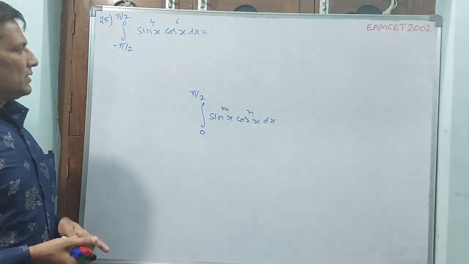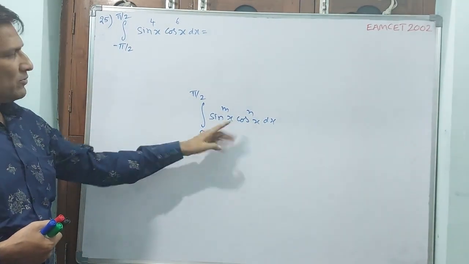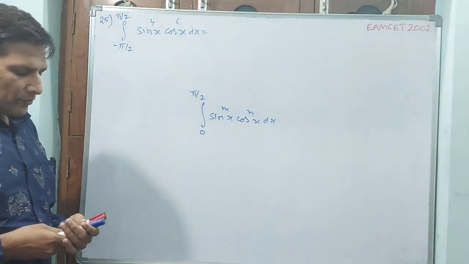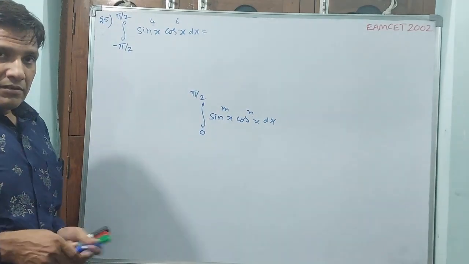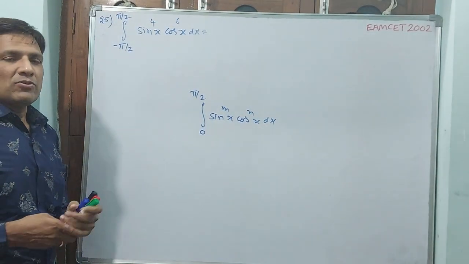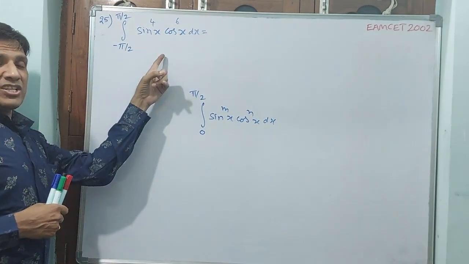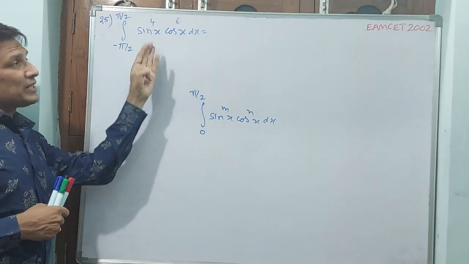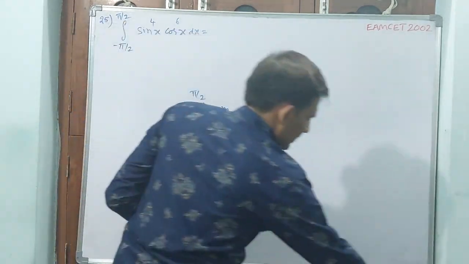Now the difference is this should be 0 to pi by 2, then the formula is there, if both are even. I will write afterwards. But now minus pi by 2 to pi by 2 is there. That means minus a to a, if the function is even, 2 times of that function, if odd, then 0. Let us see whether it comes 0 or not.